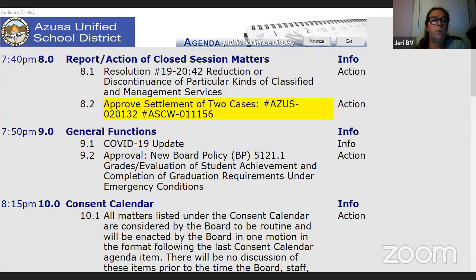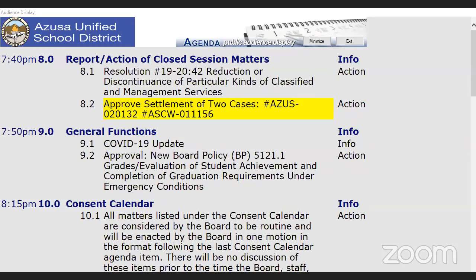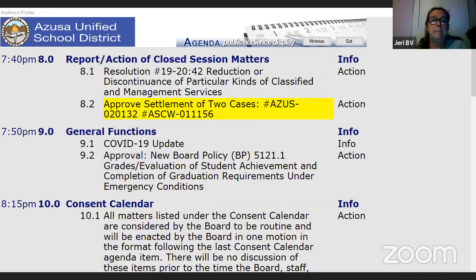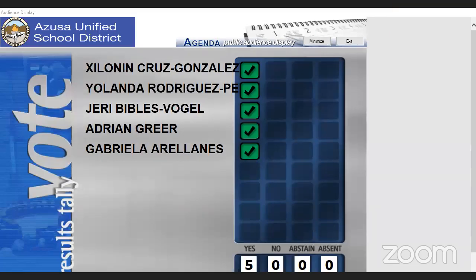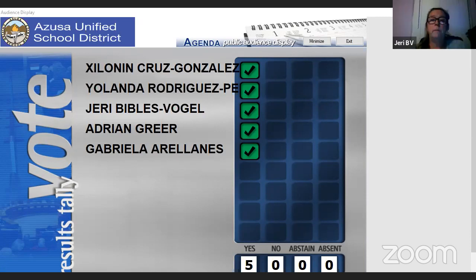And then we're going to move on to the next approved settlement of two cases, 8.2, #AZUS-020132 and #ASCW011156. Do I have a motion? Motion to approve. Motion by Board Member Arianas and seconded by Board Member Rodriguez Pena. Anybody want to discuss? Any discussion? Okay, I guess we'll vote. Okay, and it passes 5-0.